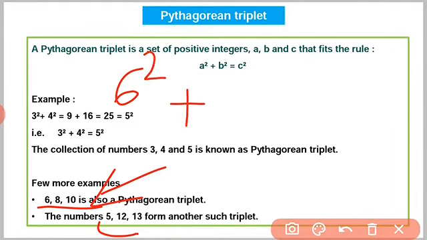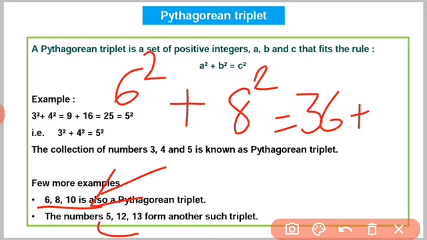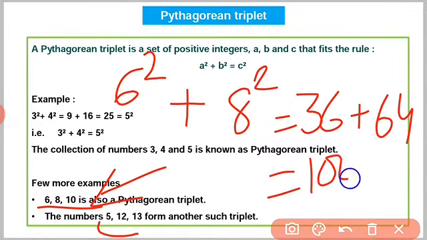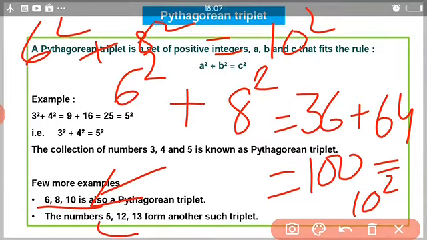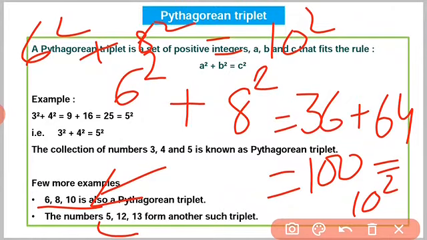6 squared plus 8 squared is equal to 36 plus 64. When we add these two, we get 100, and 100 is the square of 10. So we can say that 6 squared plus 8 squared is equal to 10 squared. So 6, 8 and 10 together are called a Pythagorean triplet.